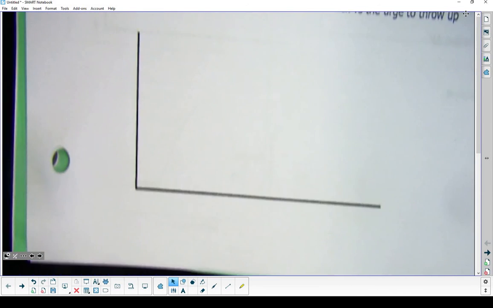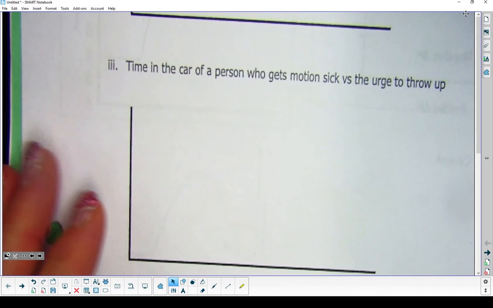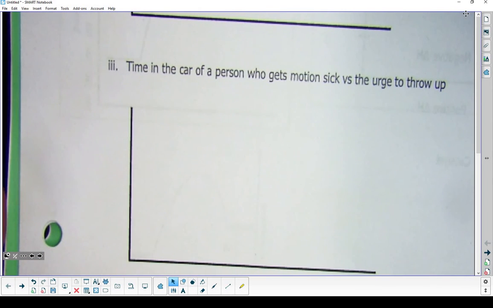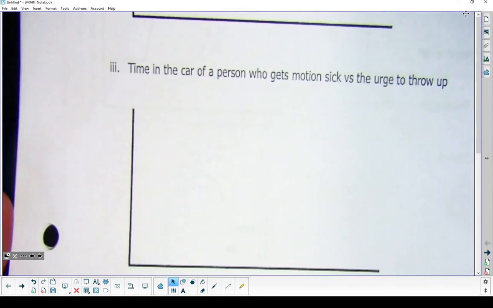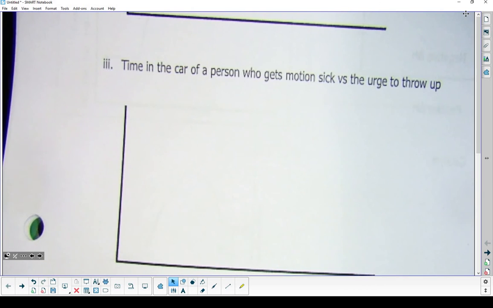Okay, so let's do this one. Time in the car of a person who gets motion sickness versus the urge to throw up. Okay, who has one to show? Jocelyn? Come show yours. I haven't grabbed my second line. Okay, that's all right. Bailey, do you have one? Come show us yours. That's okay. It doesn't have to be beautiful. So you have to probably push it up far.